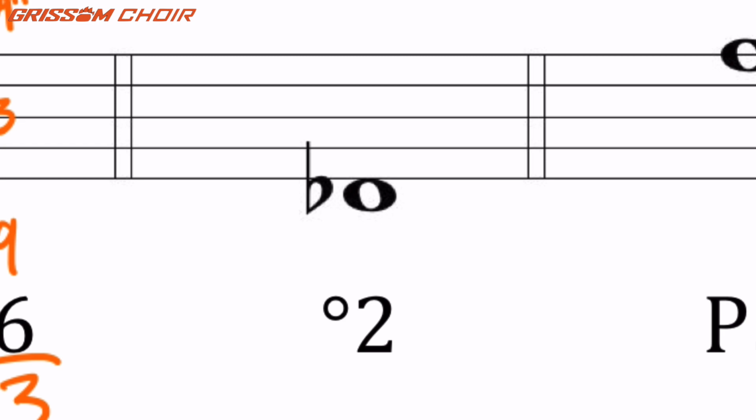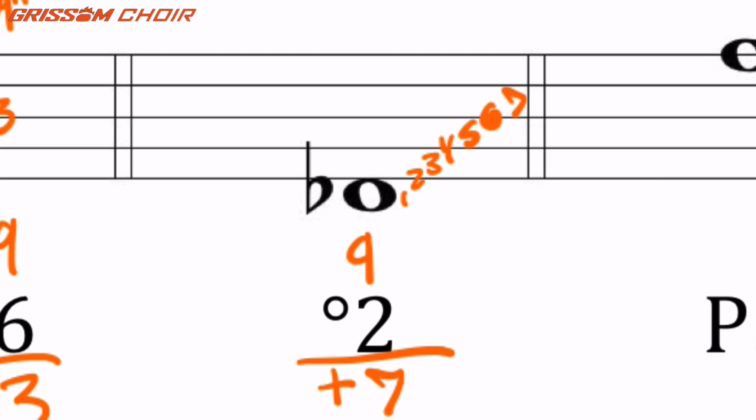Looking for a diminished second below D flat. We have to now find the augmented seventh above. So let's draw that seventh. There's the seventh. We got to think like we're in the key of D flat major.